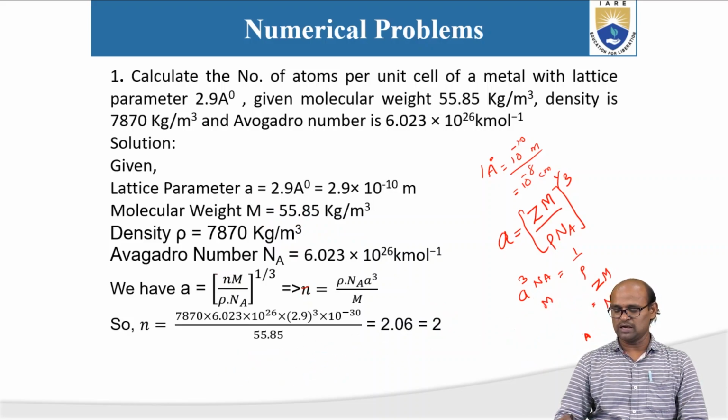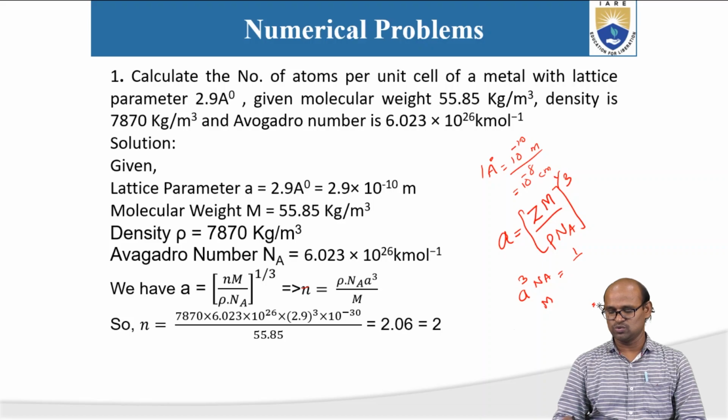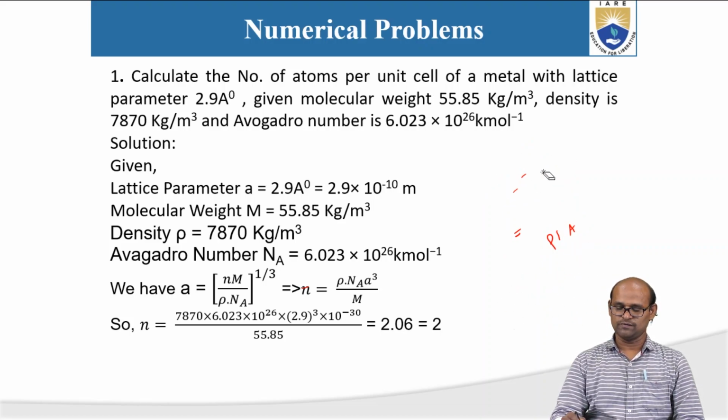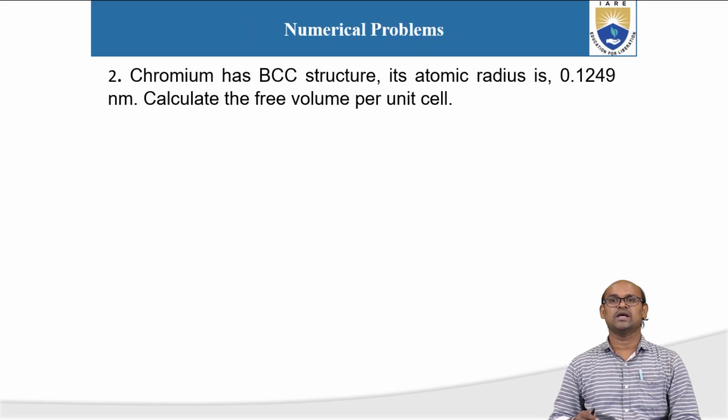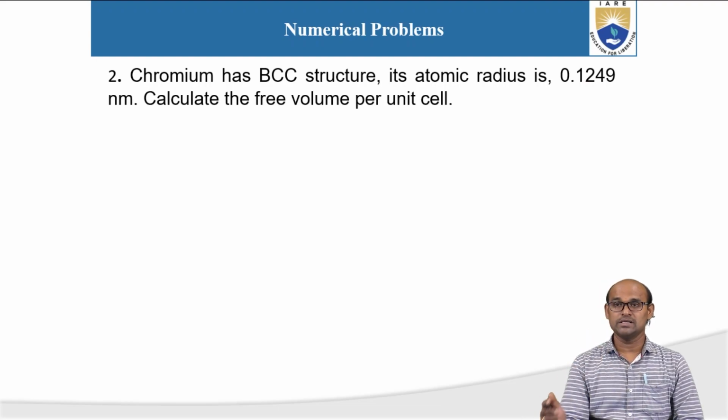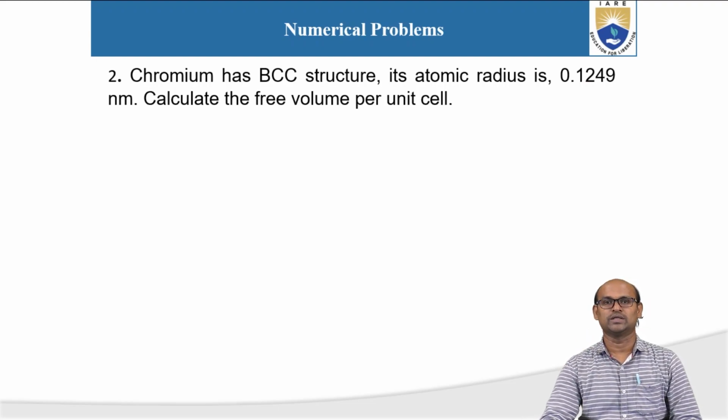So from that we know that the number of atoms per unit cell is 2 for a body centered cubic lattice or unit cell. So this is the first problem in module 1, which is crystal structures. The second one. So chromium has BCC structure. Its atomic radius is 0.1249 nanometers. Calculate the free volume per unit cell.